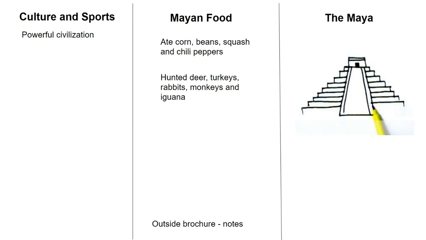Then on the side of this part, that most people, the regular people, lived in huts, but the rulers lived in palaces. So those are under culture. That's how they divided their society. That the living class, most of them lived in huts, but the royalty, they lived in palaces. So put that under culture and sports. Pause the video as you write that down.